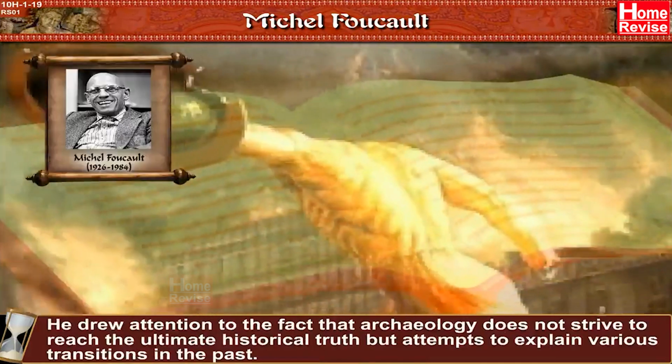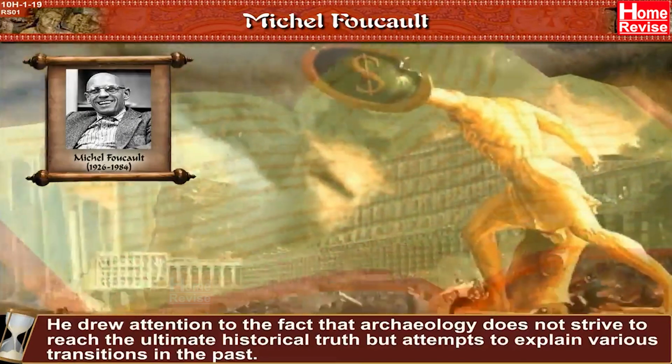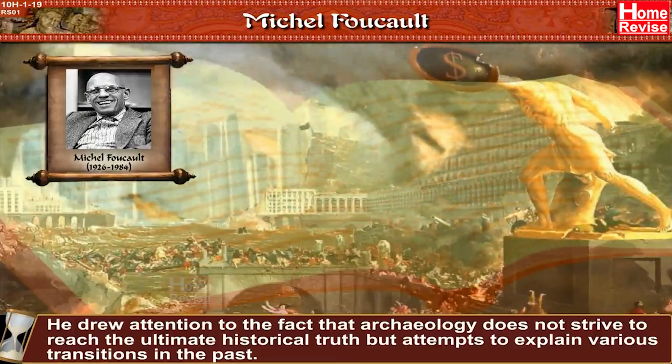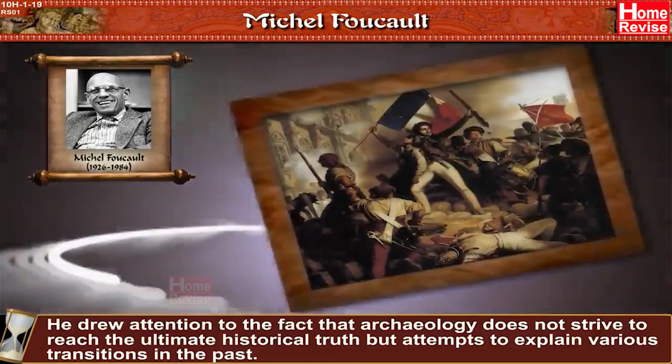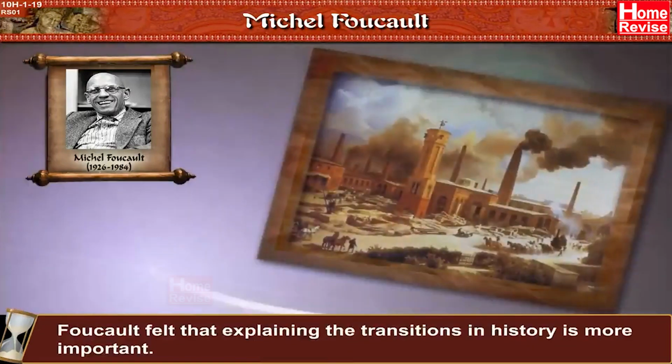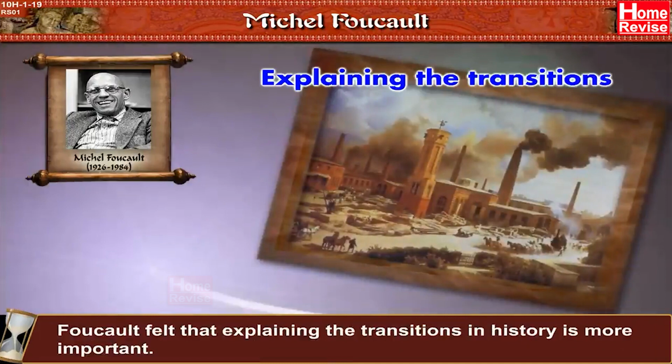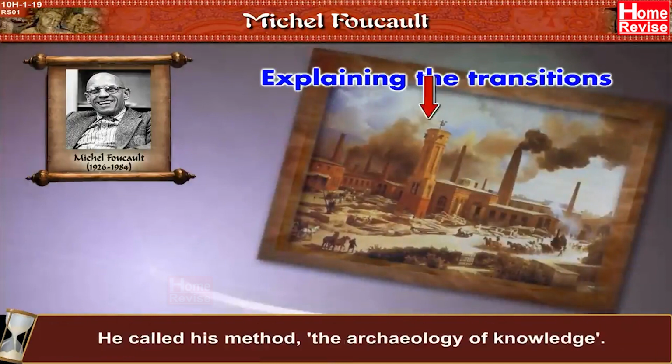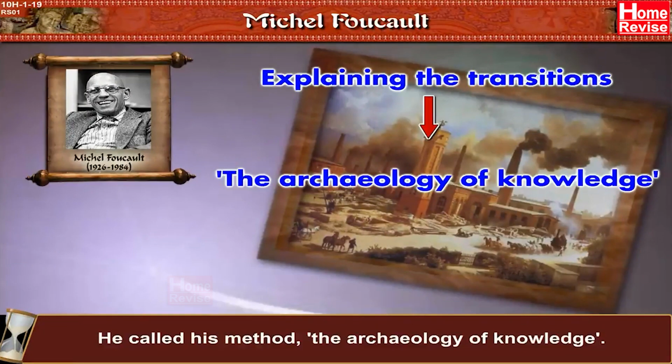He drew attention to the fact that archaeology does not strive to reach the ultimate historical truth, but attempts to explain various transitions in the past. Foucault felt that explaining the transitions in history is more important. He called his method the archaeology of knowledge.